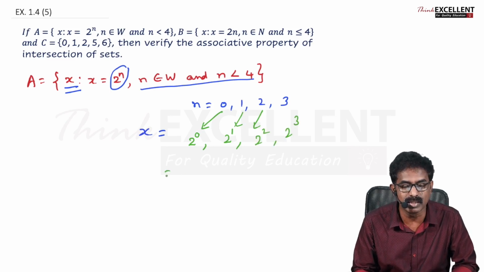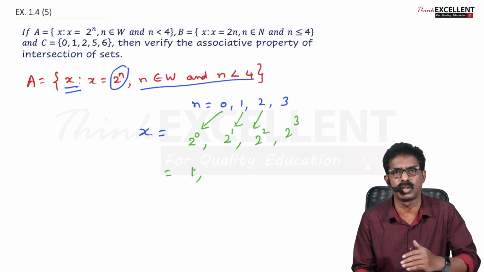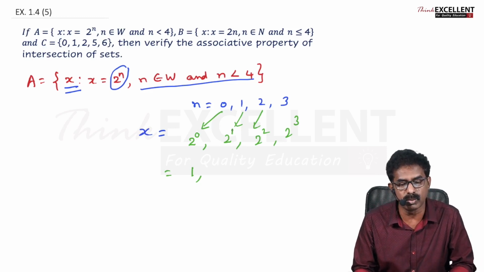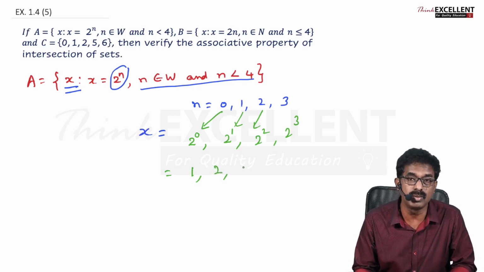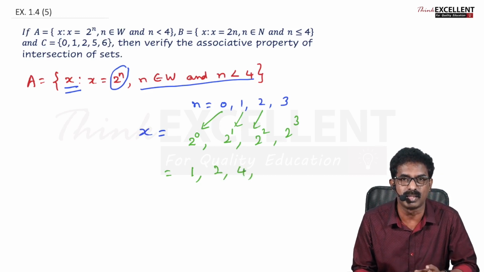So can you say the answers? Any number raised to 0 is 1. 2 raised to 0 or 7 raised to 0, the answer is 1. 2 raised to 1 is 2. 2 raised to 2, 2 into 2, is 4. 2 cubed. Some of you may think it is 6, right?